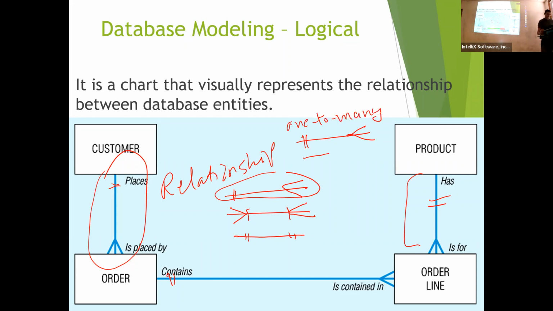So when you are reading it here, the relationship between customer and order, the way you can interpret it is one customer places many orders. This one is many, this symbol. So one customer places one or many orders, right? That's how they depict the relationship. Now, same thing, one product belongs to one or many order lines.